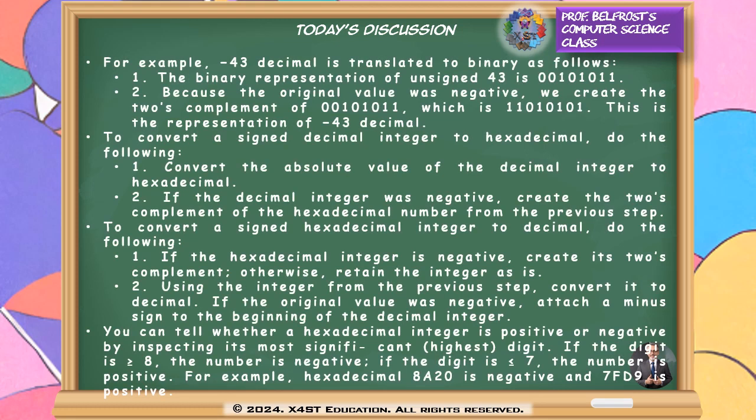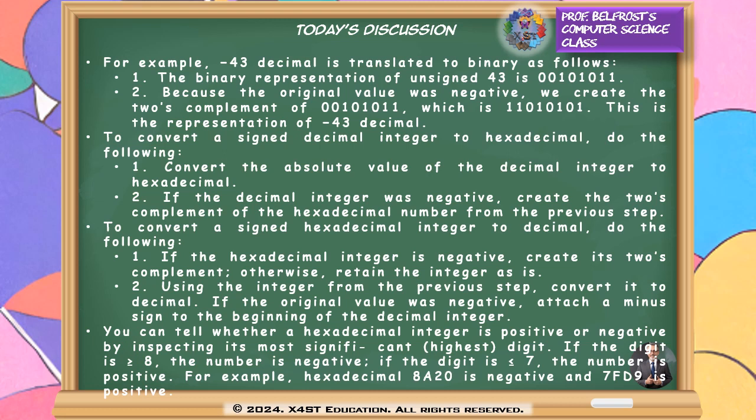Because if you mess up the 2's complement, it will mess up your other calculations. For example, we want -43 decimal to be translated to binary. First, the binary representation of unsigned 43 needs to be known. Then, because the original value was negative, we must create the 2's complement, which is just the inverse of the bits, add 1. So 11010101 is the representation of -43 decimal in binary.